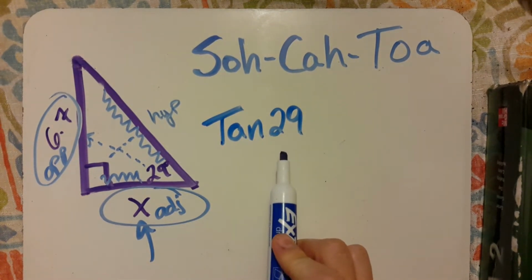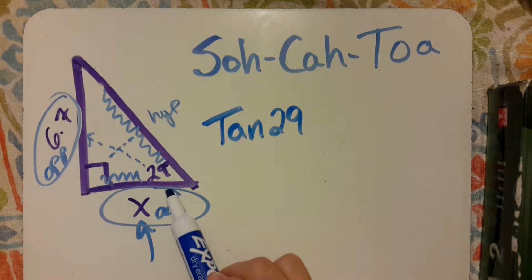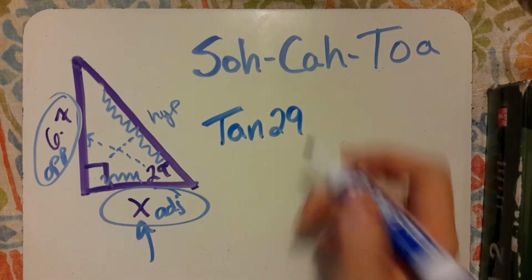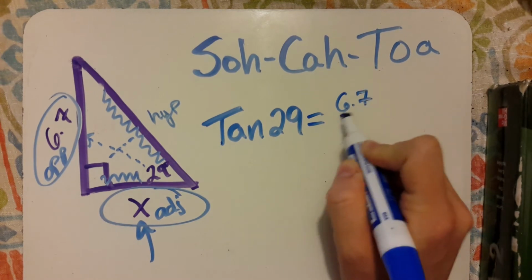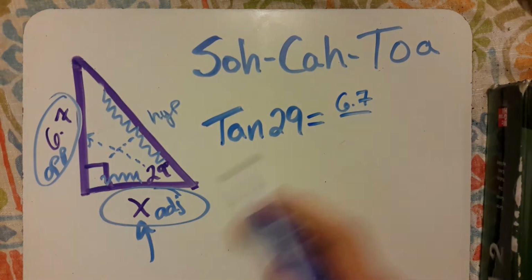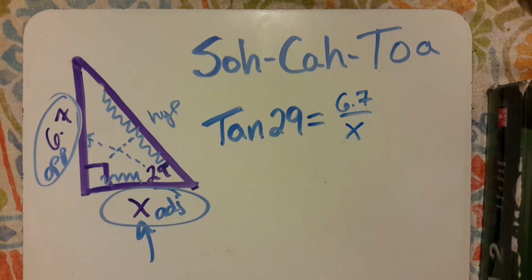Okay, remember that theta from yesterday? That's the angle, and since we know the angle today, I'm going to use tangent of 29 equals opposite, 6.7, divided by the adjacent, which we don't know, it's just x. Now you have an equation to solve. What's important to note is that tangent of 29 is just a number that you can plug into your calculator.